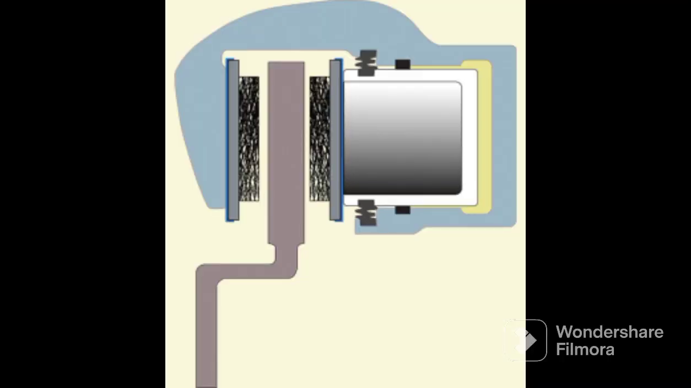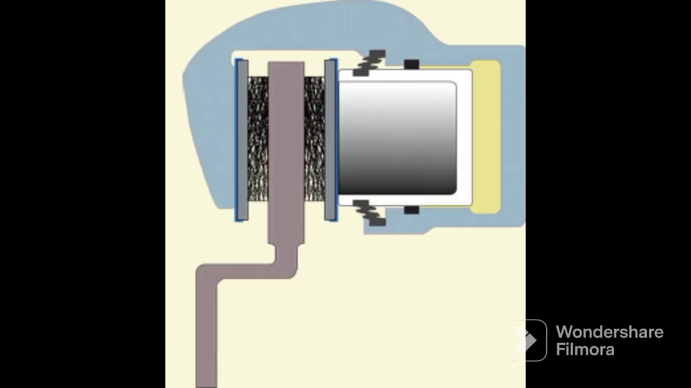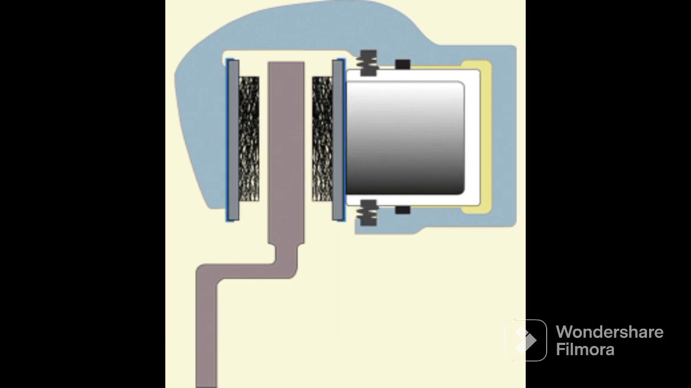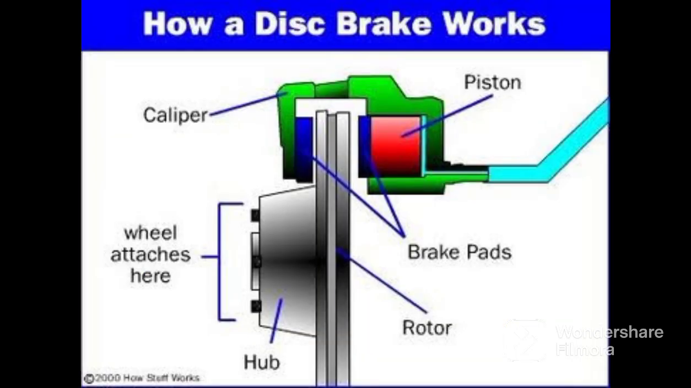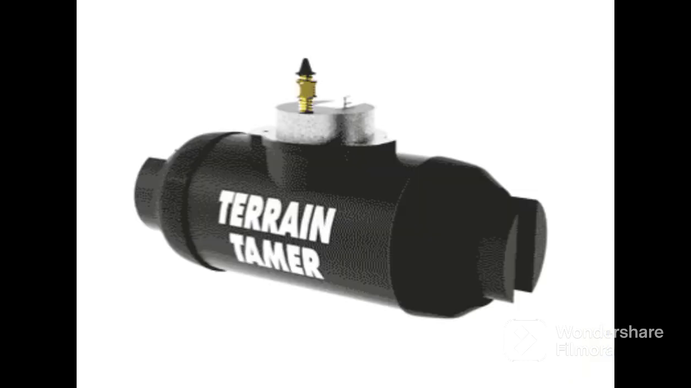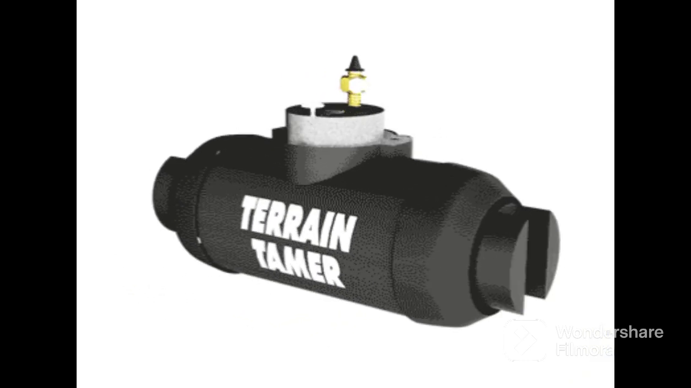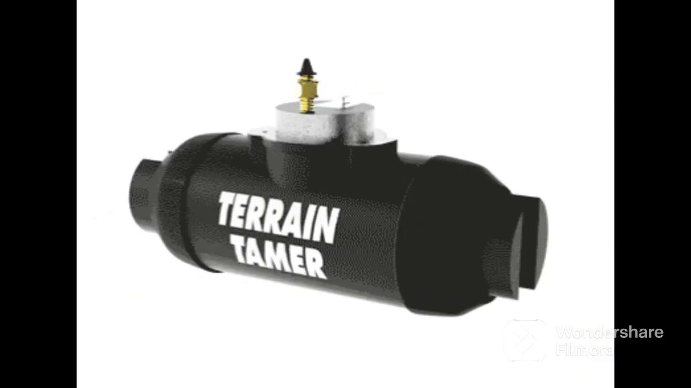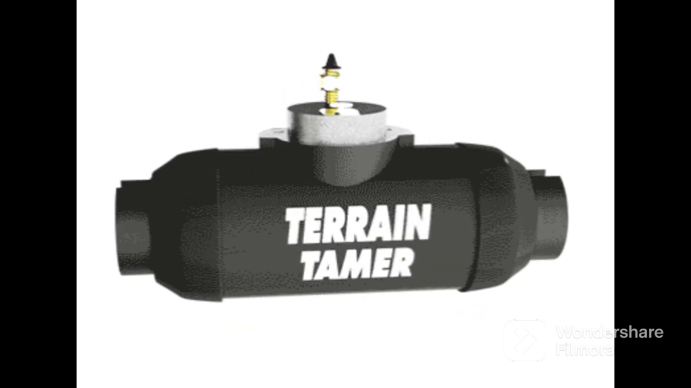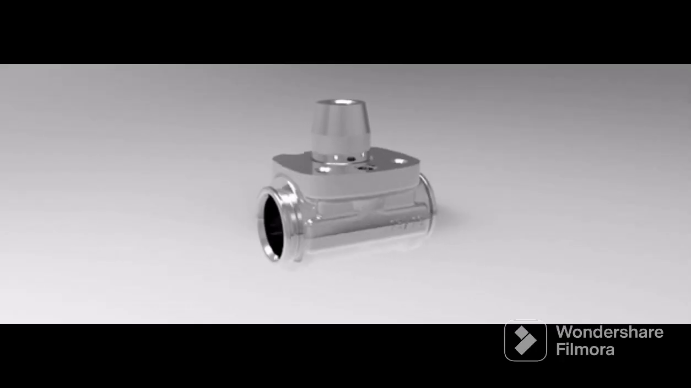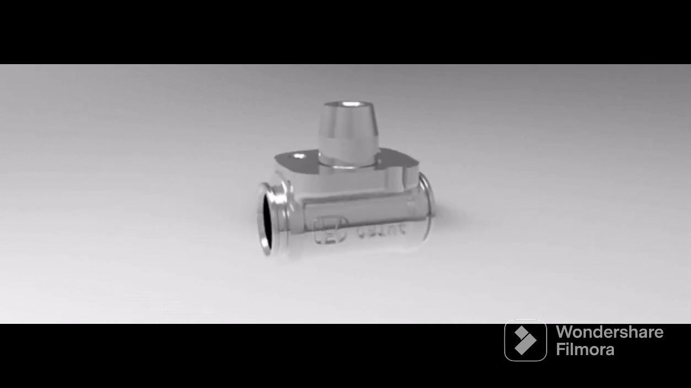Rotors of brake. Rotors are the flat metal discs that the brake pads press against to create friction and slow down the vehicle. Wheel cylinders. In some brake systems, wheel cylinders are used instead of brake calipers. They serve the same purpose of pressing the brake shoes against the brake drum to create friction and slow down the vehicle.